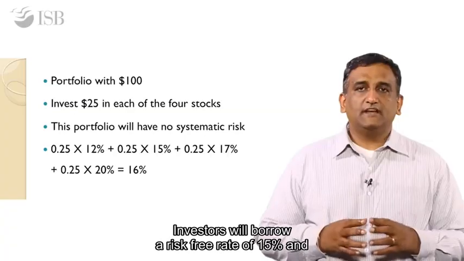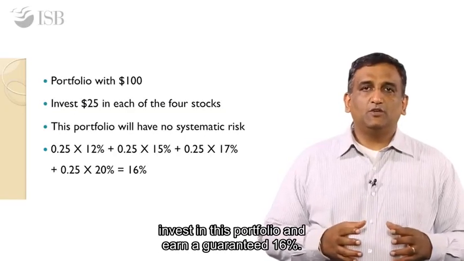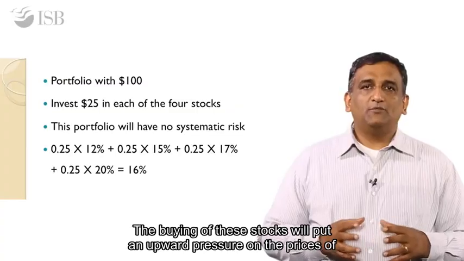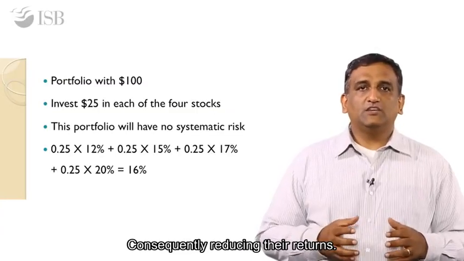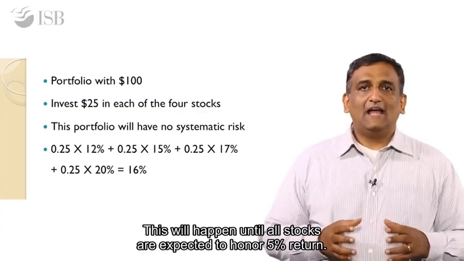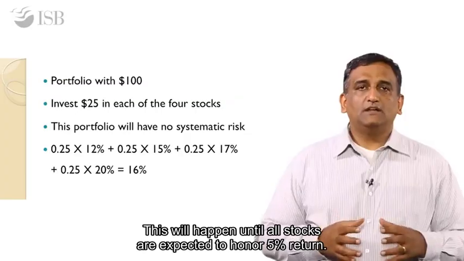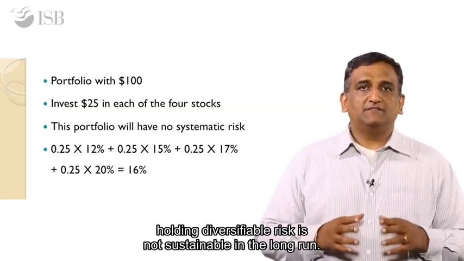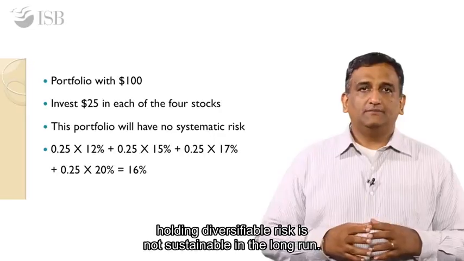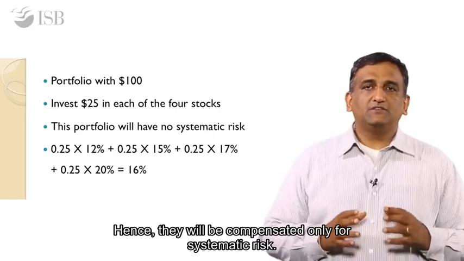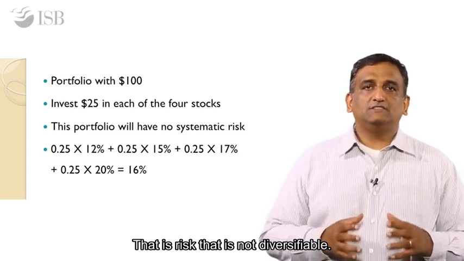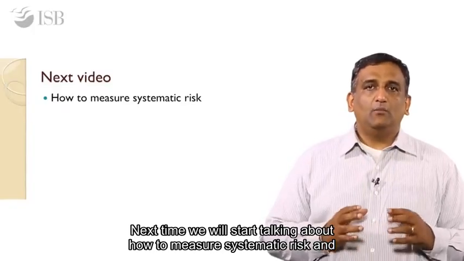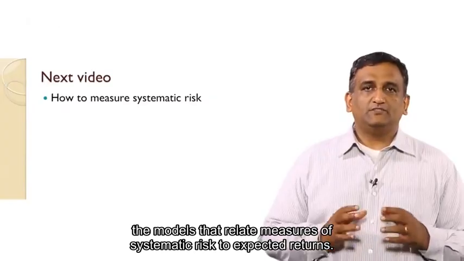Investors will borrow at the risk-free rate of 5% and invest in this portfolio and earn a guaranteed 16%. The buying of these stocks will put an upward pressure on the prices of the 4 stocks, consequently reducing their returns. This will happen until all stocks are expected to earn a 5% return. So investors expecting to be compensated for holding diversifiable risk is not sustainable in the long run. Hence, they will be compensated only for systematic risk, that is risk that is not diversifiable. Next time, we will start talking about how to measure systematic risk and the models that relate measures of systematic risk to expected returns.